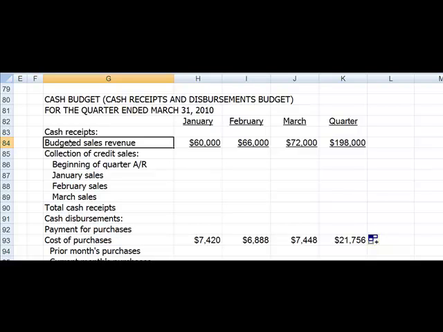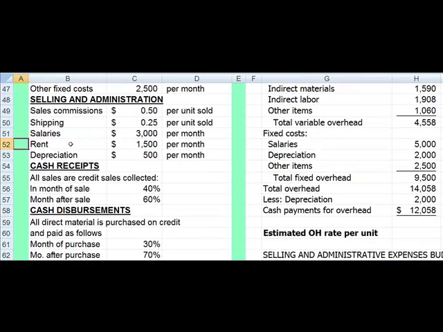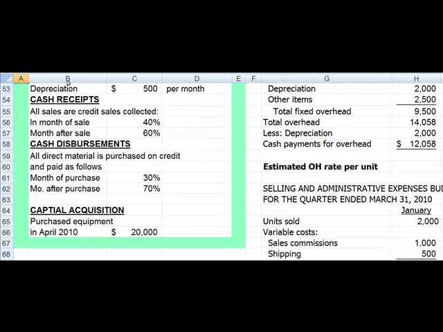This company sells all their goods on account, meaning that they collect from their customers after the date of sale. So we're going to go over to the assumptions to look at what our assumptions are regarding cash receipts. And our cash receipt assumptions are that in the month of sale, we're going to collect 40%, and the month after sale, we're going to collect 60%.